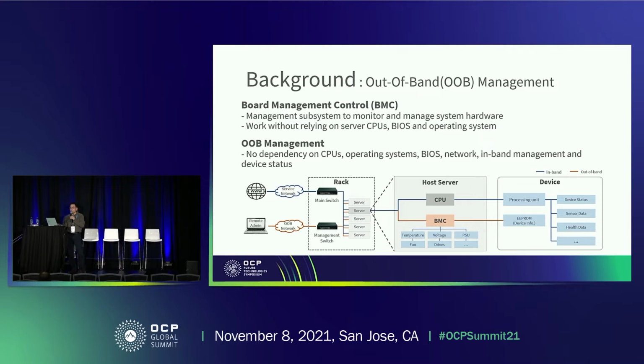BMC collects some server-related information such as temperature, and also fan or power supply units. In addition to that, BMC collects device information. Such as for an SSD, we provide an EEPROM for some out-of-band management information. Current EEPROM stores device critical information, such as device vendor information and device serial numbers. As I said, many telemetry information is collected through the in-band network.